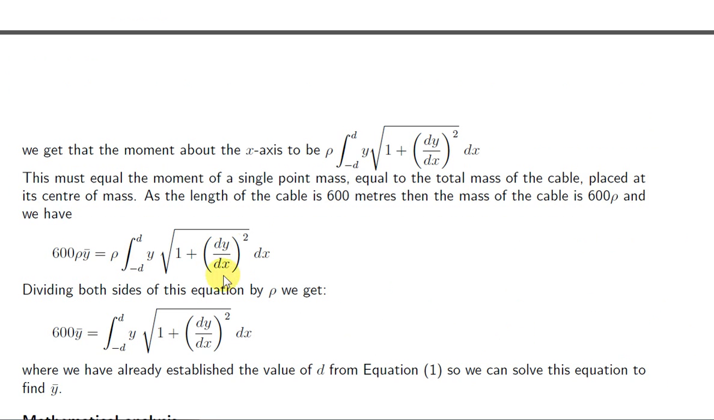So here is what we get. So we sub in all this for ds. The rho has been taken out, that's just a constant. Now the mass of the cable is the length of the cable, 600, times the mass per unit length, which is rho. So we have to calculate this and then divide by 600 rho, the mass of the cable.